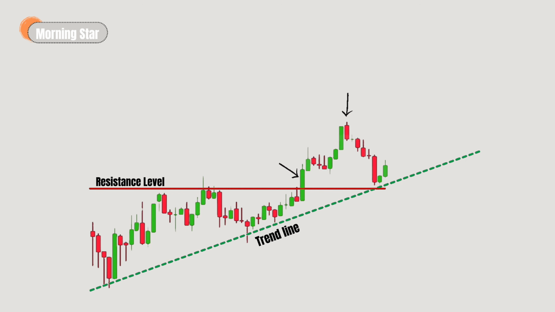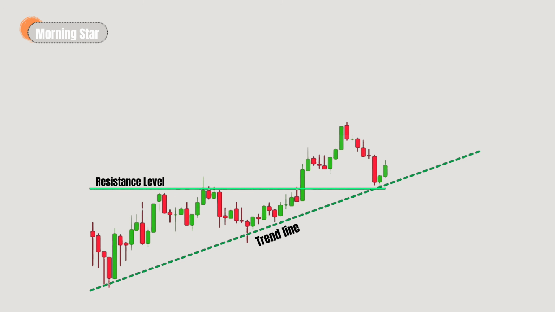However, with buyers booking profit at higher levels and some new sellers adding to the market, the price comes back to the same trend line by making a correction. Here, buyers start buying again in the market, which causes a morning star candlestick pattern on the chart. Here, the price is coming from above the trend line and the previous resistance level, which is now working like a support. It is taking support from both of them, which gives buyers interest in buying from this level.